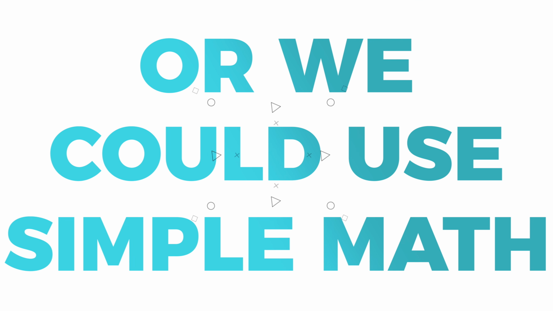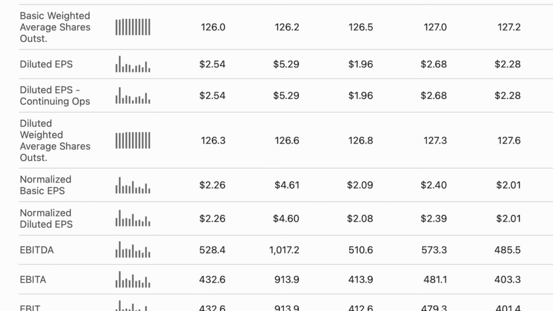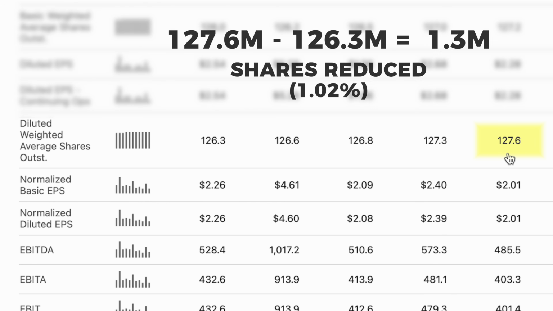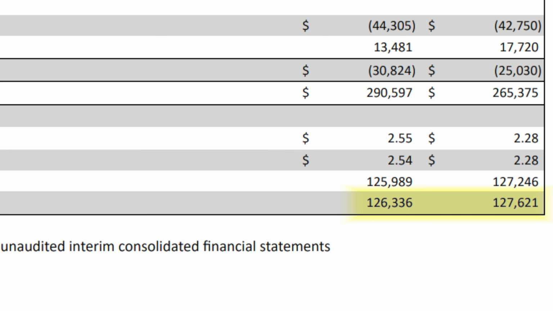But if you want to be more precise with it, you can simply calculate the percent reduction in shares over the past year. In Seeking Alpha, I prefer to do this on the quarterly data, so I'll just take the latest quarter and then compare it to the year before. So in this case for Lululemon, they had 126.3 million shares outstanding after the most recent quarter, and a year before that, they had 127.6 million shares, which means that they reduced by 1.3 million shares, or about 1.02% of their total share count. Or if you prefer, you could simply look at their most recent 10Q as well if you wanted to see it there.